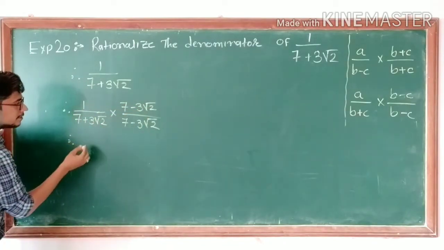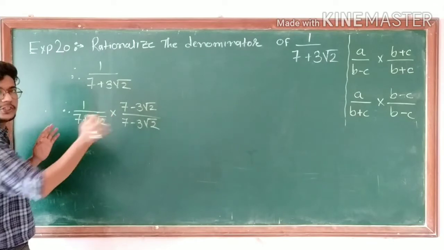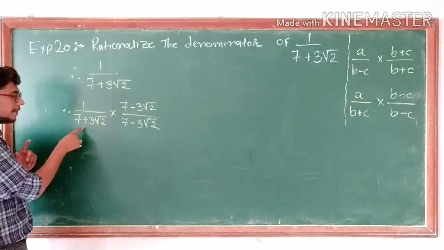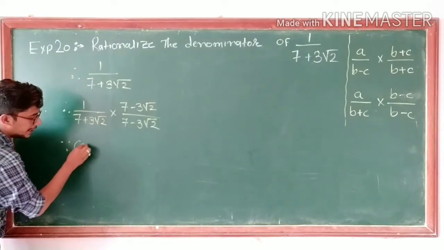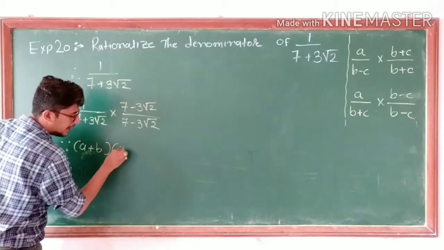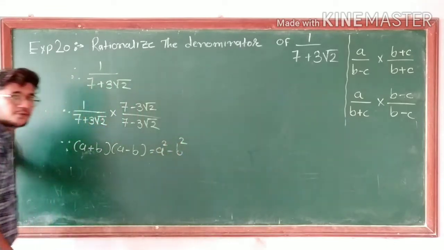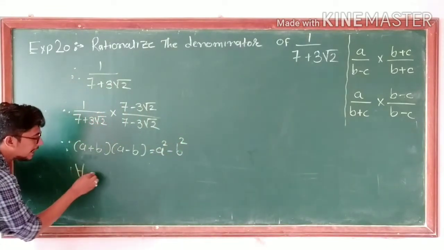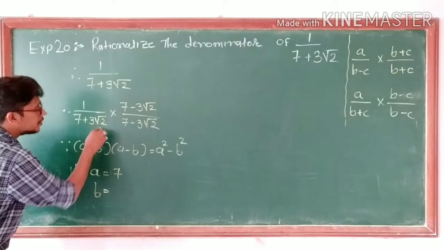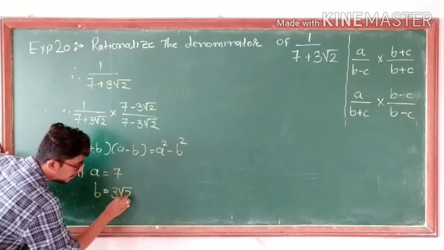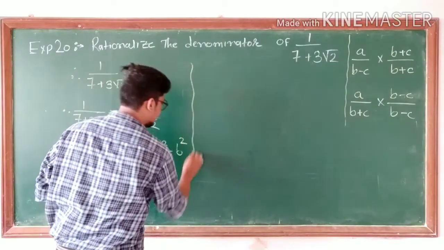Now 1 into 7 minus 3 root 2 will be as it is. It will be simple multiplication, there is no change. But here we have a plus b, a minus b, because a plus b, a minus b is equal to a square minus b square. Yes or no? Yes. Where a is equal to what? 7. B is equal to what? 3 root 2. Yes or no? Yes. So a and b are given. Let me write in the next slide.